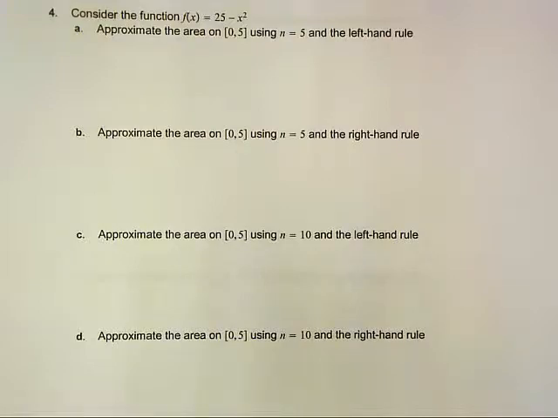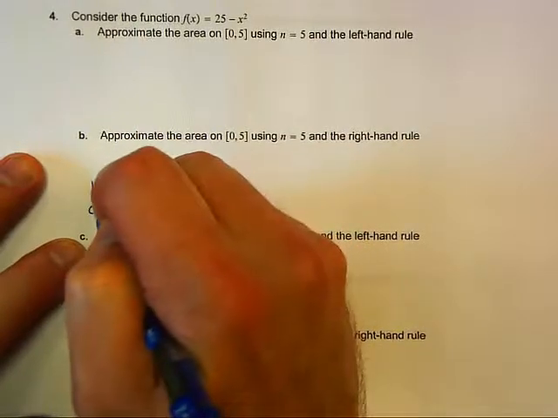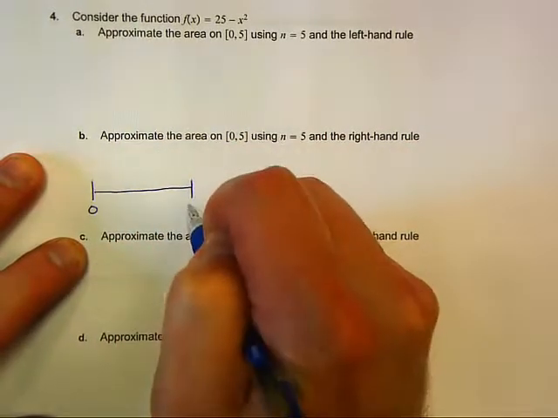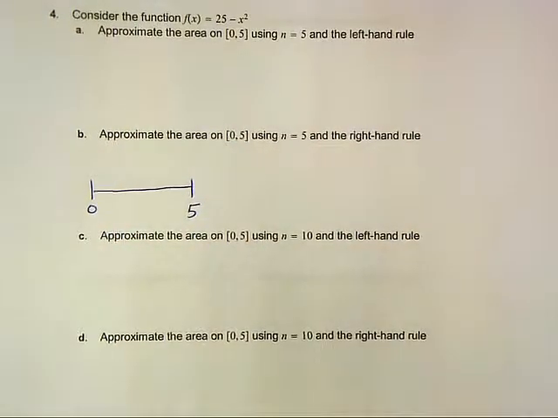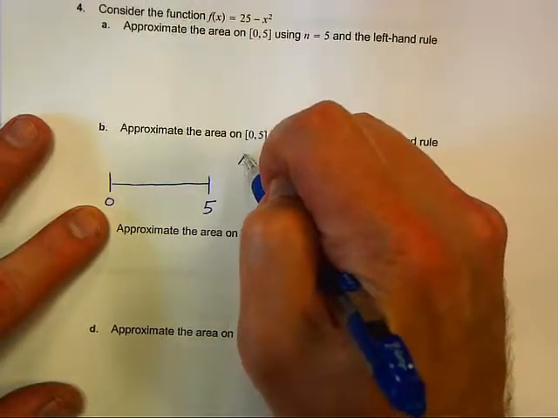Approximate the area on 0, 5 using n equals 5 and the right-hand rule. Okay, so the first thing we need to do is start at 0. I like to draw myself a little number line here, and I'm going to end at 5. It told me n equals 5, which means I'm going to build 5 rectangles. How wide does each rectangle need to be? 1.